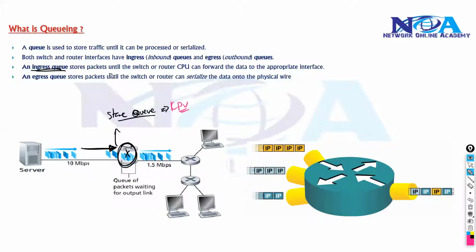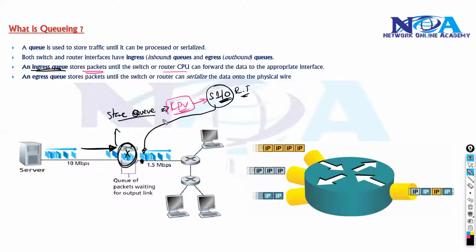So the ingress queue stores the packets until the CPU is involved, and that CPU will decide where exactly this packet has to be sent, just like routing or switching, whatever it has to be. Now, once it decides that this packet should be sent out of the S1/0 interface, as per the routing table, this packet has to be serialized onto the output interface. So it has to send this packet onto this interface.